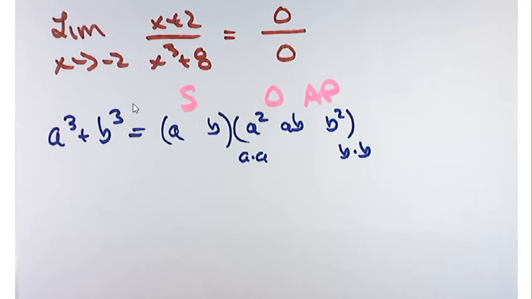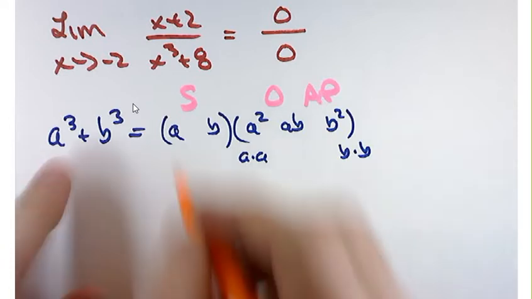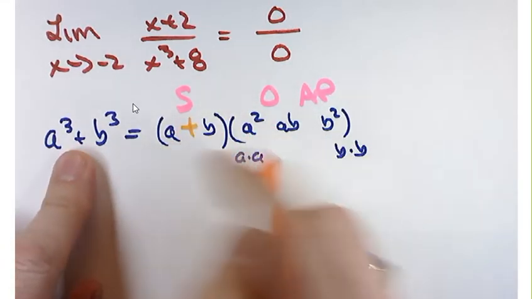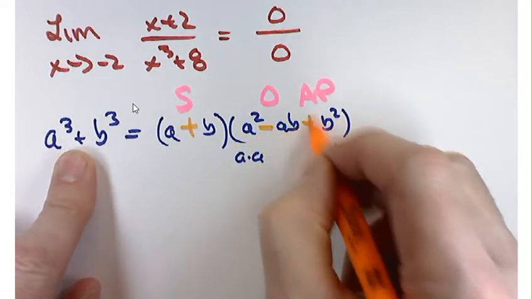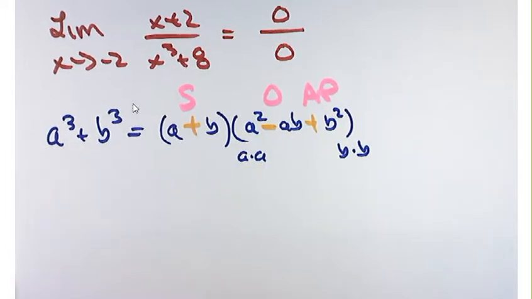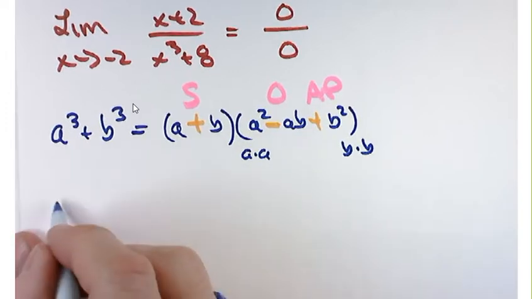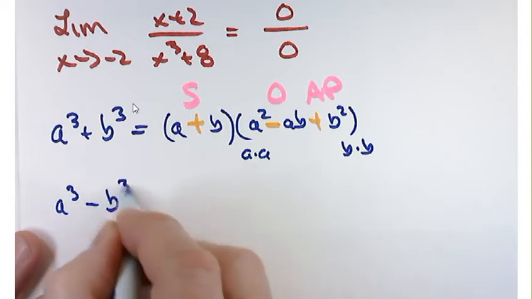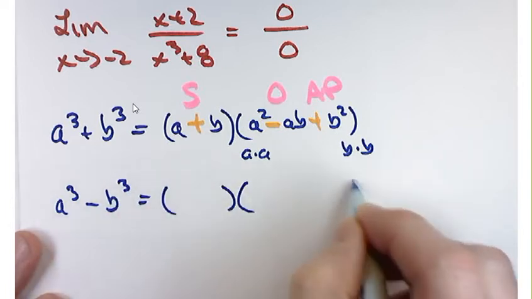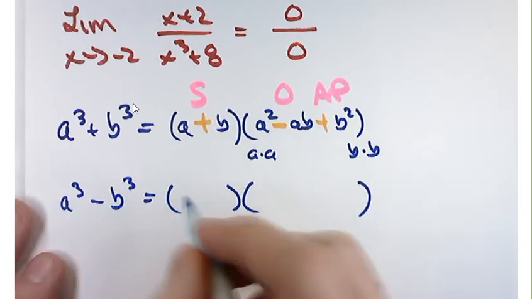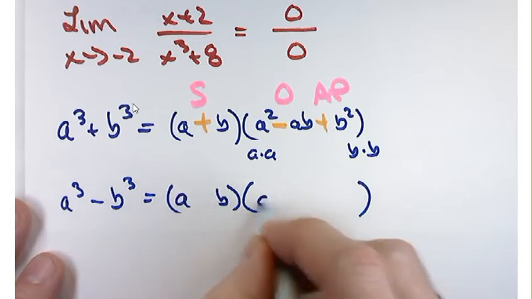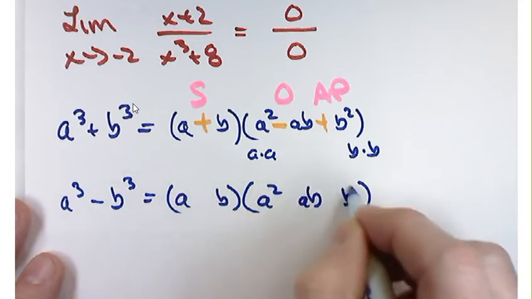So, what would that mean for this problem? Well, same means same. Plus and a plus. Opposite, that would mean a minus here. And the last one would be a positive. Yay. Now the cool thing about this is that this idea works even if you have the difference of cubes as opposed to the sum of cubes. So it would be A, B, A squared, AB, B squared.